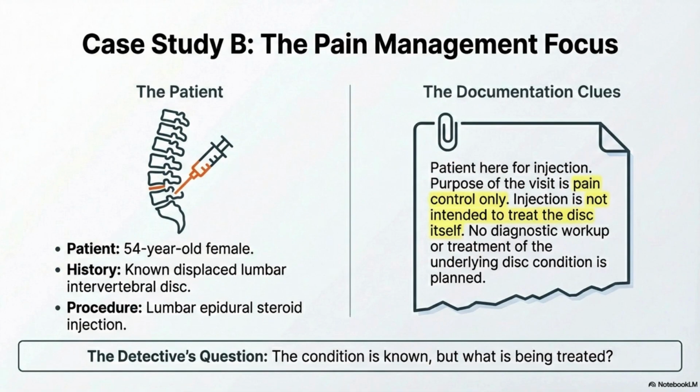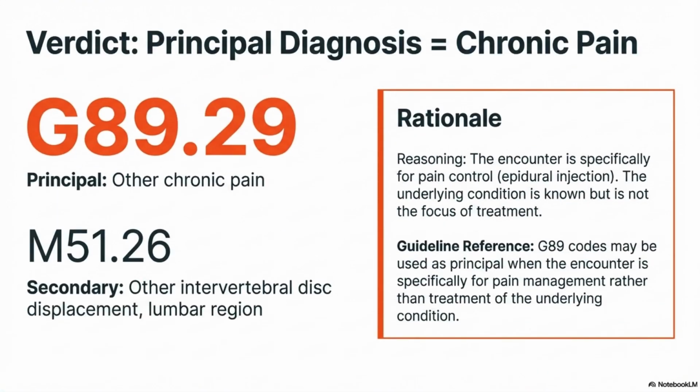Next, we have a 54-year-old female with a known displaced lumbar disc. She presents for a lumbar epidural steroid injection. The documentation states the purpose clearly. The visit is for pain control only. There is no diagnostic workup or treatment of the disc itself. Principal diagnosis: G89.29, other chronic pain. Secondary diagnosis: M51.26, other intervertebral disc displacement, lumbar region.